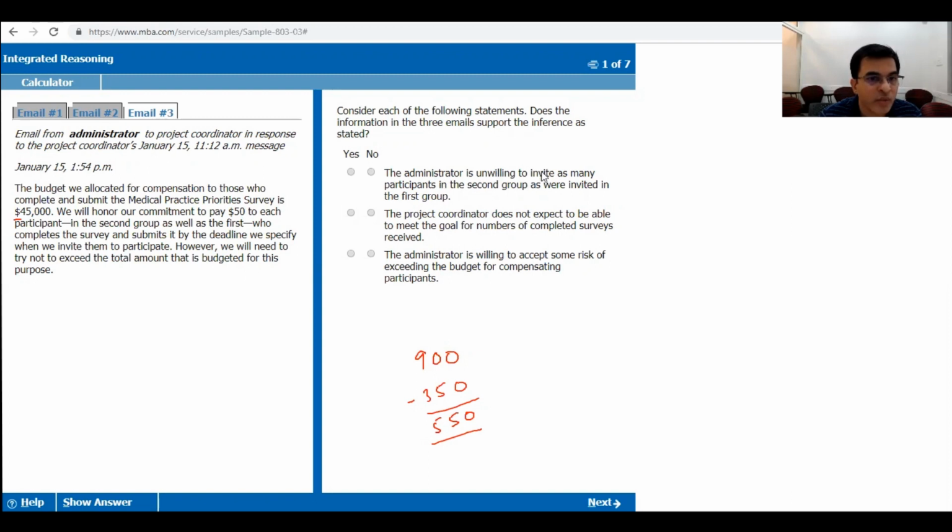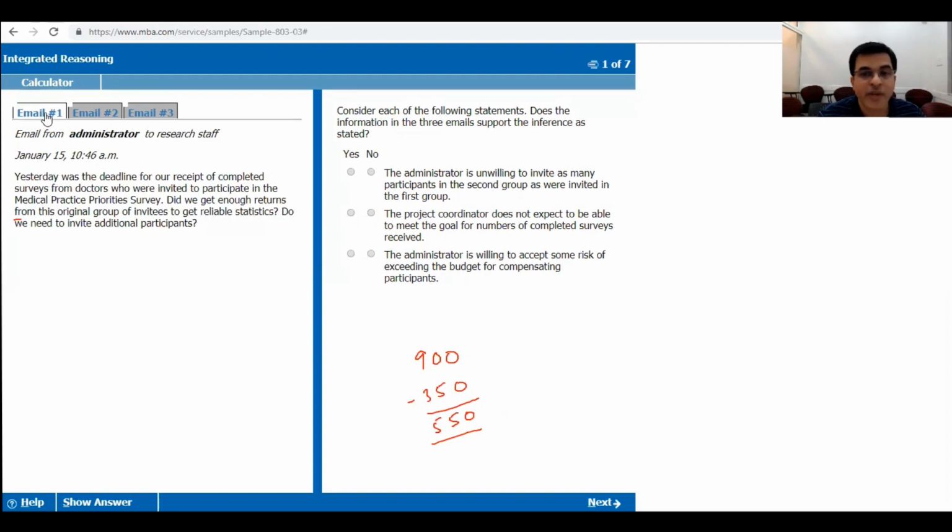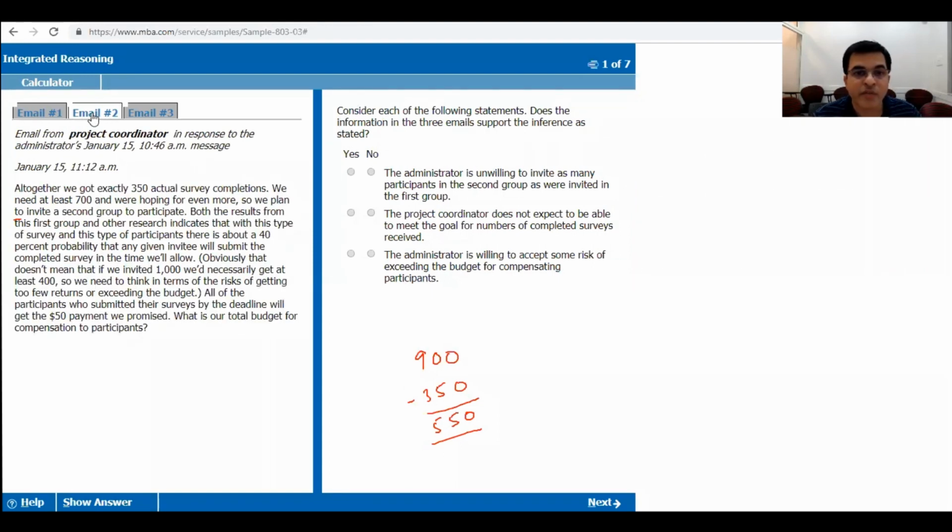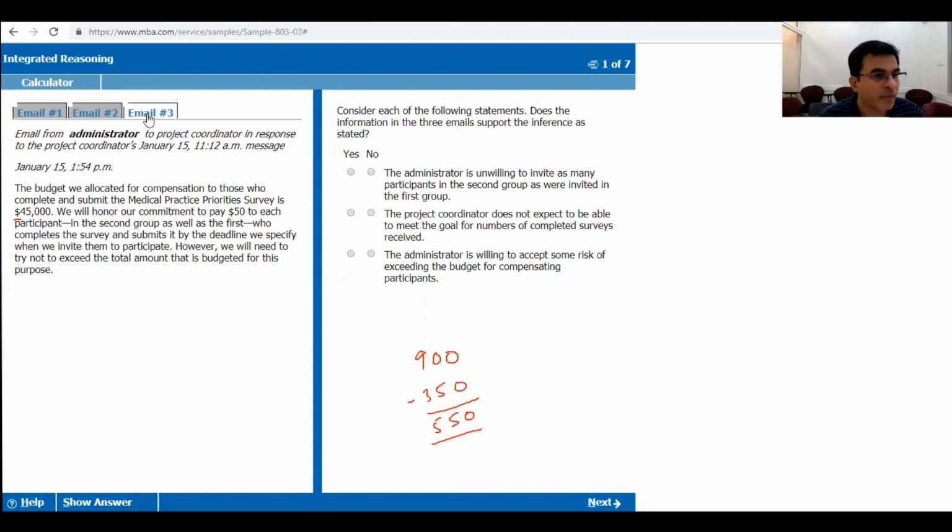The admin is unwilling to invite as many in the second group as were invited in the first group. Do we get this answer from the first email? Not really, he's just asking questions, so there's no clue coming from the first email. Do we get it from the second email? Obviously not, because the project coordinator is replying and these are his stats and these are his questions. So what the admin is thinking, we don't get to know from the second email.